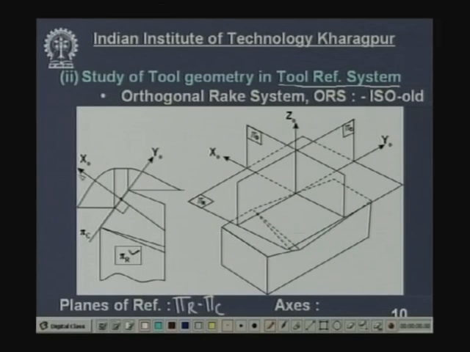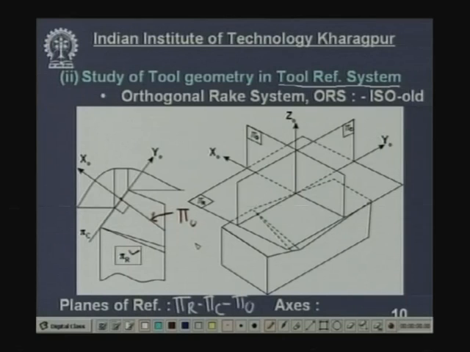Now, what the other one is orthogonal plane. This is called orthogonal plane. This is orthogonal plane denoted by pi o. So, what are the planes of reference in orthogonal system? Pi r, pi c and pi o, and they are perpendicular to each other. And now this is XO axis. O stands for orthogonal condition, orthogonal tool. O, it is not 0.